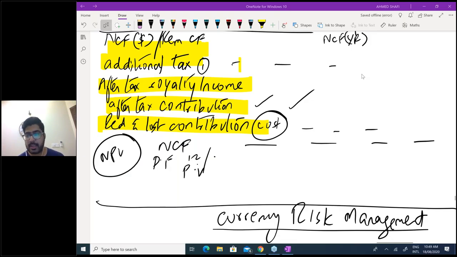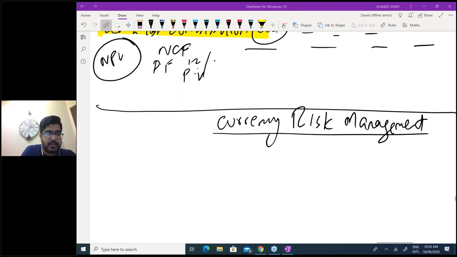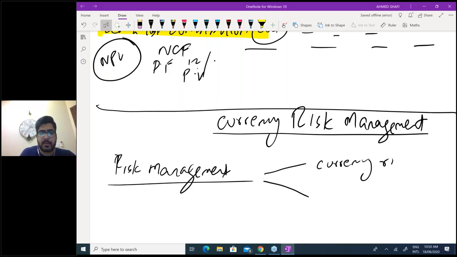Okay, so let's start the currency risk management. This is our today's agenda, that we need to study currency risk management. Now, as you all know, risk management involves two broad areas. Number one is called currency risk management. Number two, interest rates.